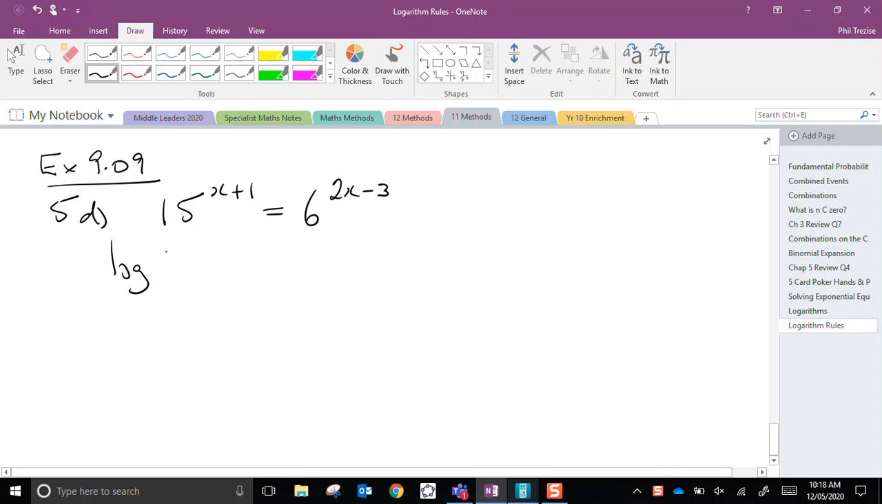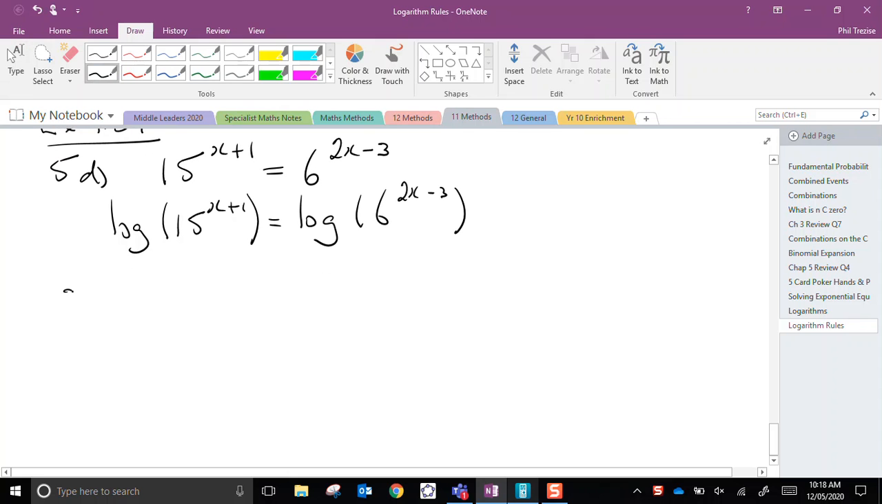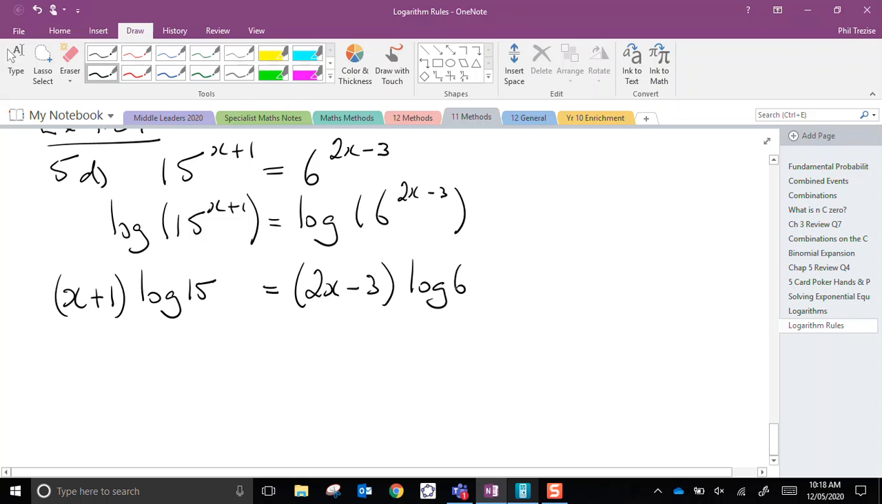So I'll do a common log of both of these, left and right hand side. Now using my logarithm rules, I could bring the power of x plus 1 to the front as a factor, and then I have log 15. And I could do the same here. The power of 2x minus 3 can come to the front and multiply by the log of 6.